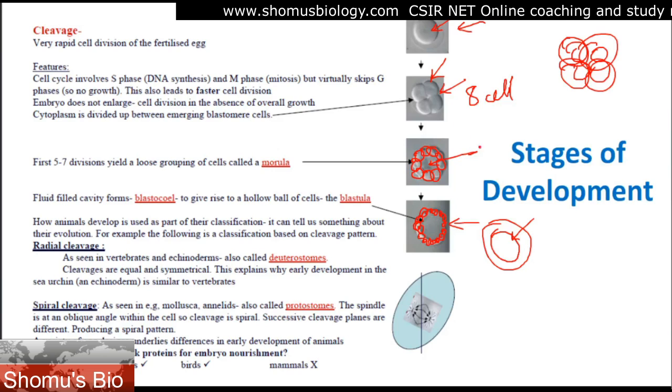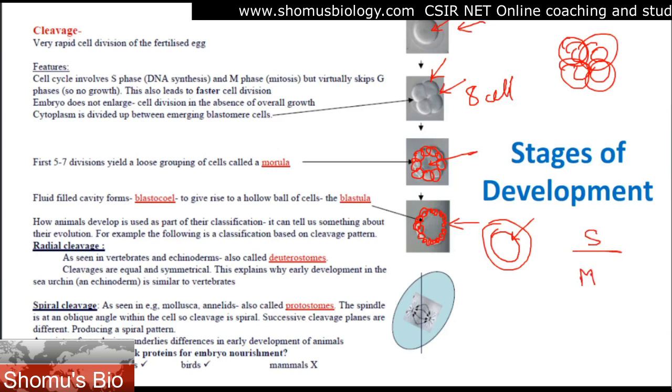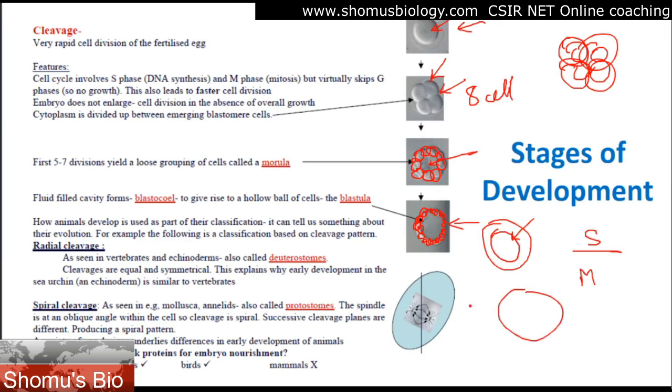So in this case, to divide fast, the cell has only two phases. It has the synthesis phase and the mitotic phase. S phase means it synthesizes DNA, and M phase is mitosis. It skips all the G phases. So that's why the cells can divide that fast. And the second thing, the axis of the cell division, is another very important thing. These are the two most important things about the cleavage: the cell division stages that they skip, and the second is the axis of the cell division.